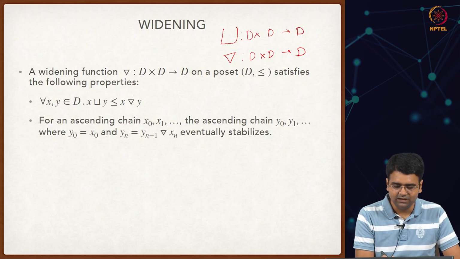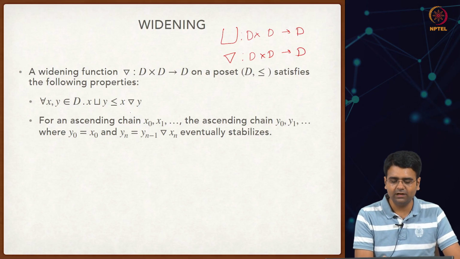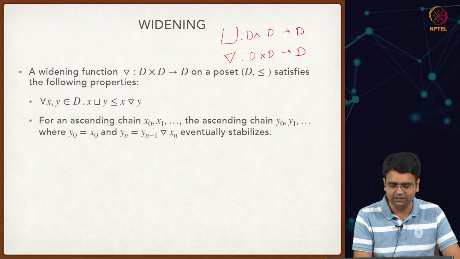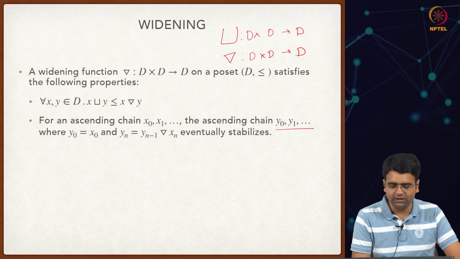First, this widening operator gives an abstract value which is greater than what is given by join. So x join y is less than or equal to the widening operator applied on x and y. And the second important property is that if you have an ascending chain, which may not stabilize, x0, x1 and so on, and you construct another chain, the second chain y0, y1 is constructed using x0, x1 and so on in the following fashion. So y0 is equal to x0 and yn is equal to yn minus 1 along with the widening operator applied on xn.